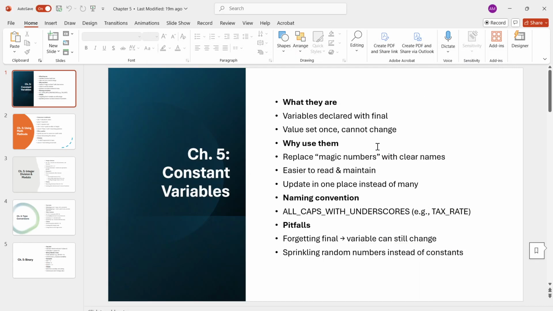So in this session we're gonna move to chapter 5. We'll start with constant variables.